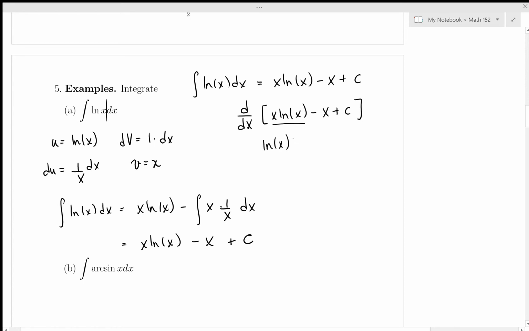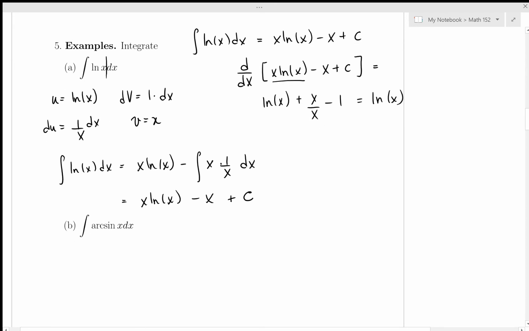That is, when I take the derivative of x times log x, plus x times the derivative of log x, minus the derivative of x, and then the derivative of the constant is 0. x over x is 1. 1 minus 1 is 0. So that is, in fact, log x. Okay, so it did work.